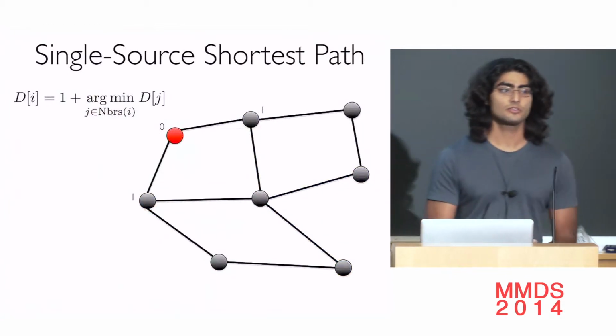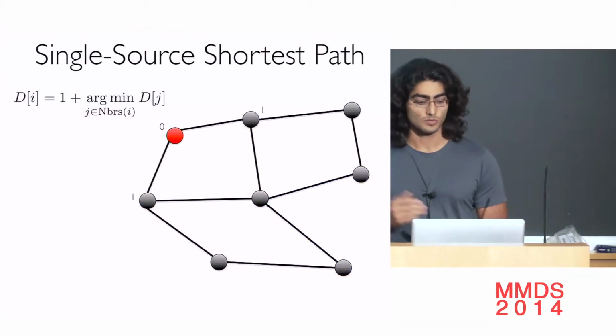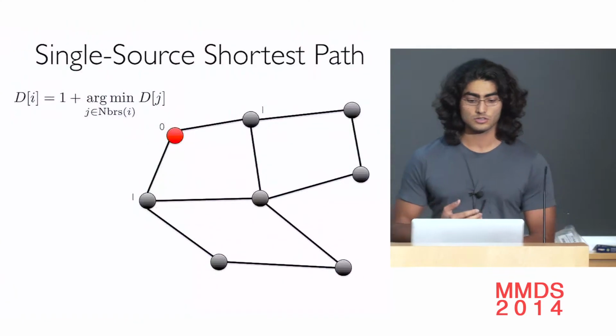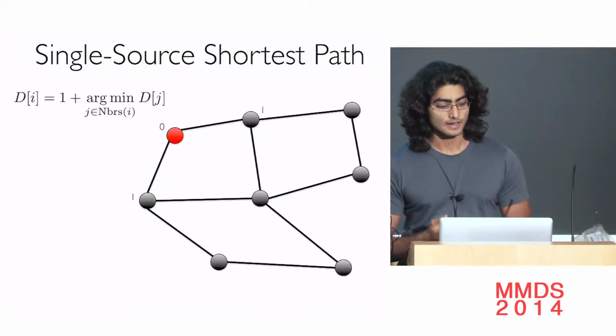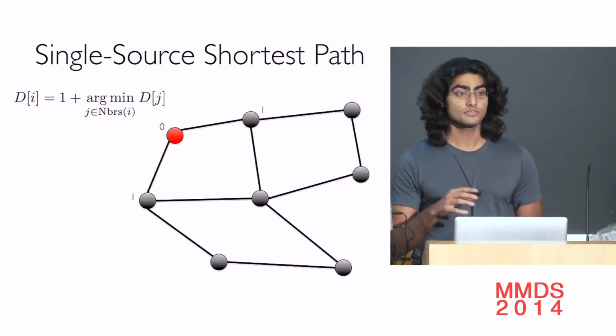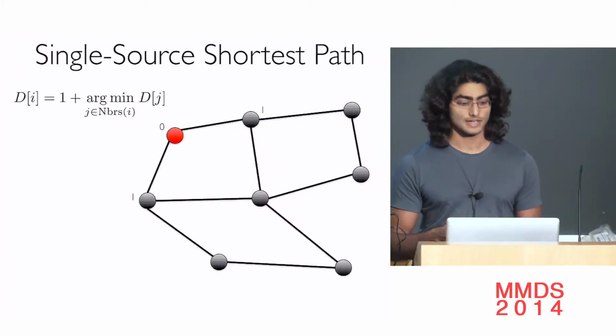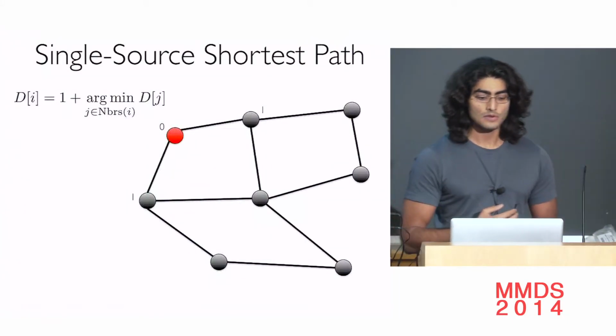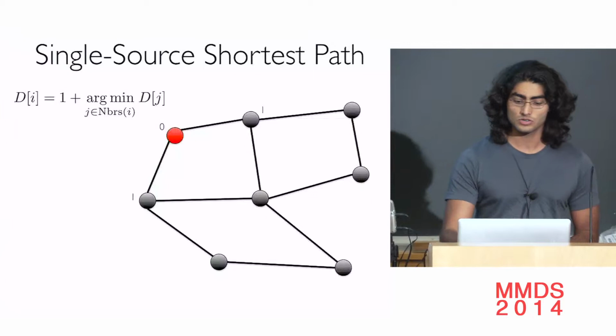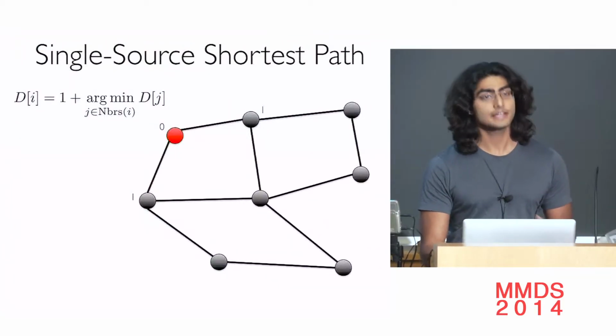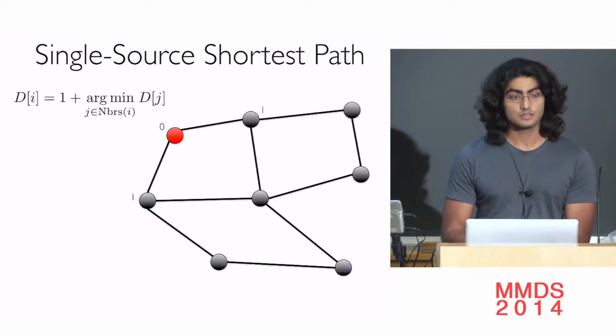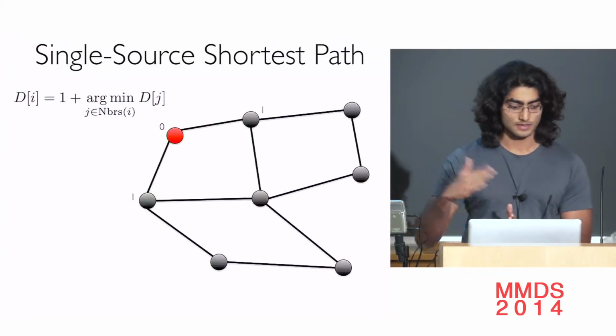Now, here's a few more graph algorithms. I'll go over this and two more. First, there's single source shortest path. This finds the distance from each vertex in the graph to a particular source vertex, which is the red one. And we can find this in parallel by setting the source vertex to have distance 0, and then iteratively updating each vertex's distance to be one more than the minimum distance of its neighbors.